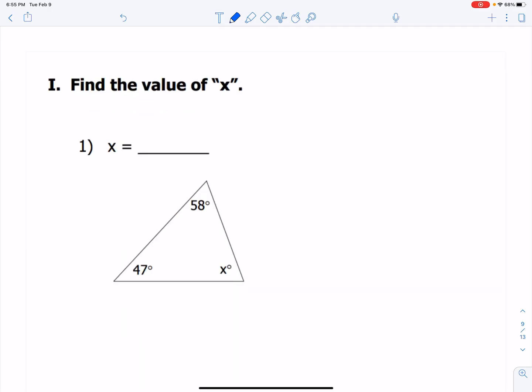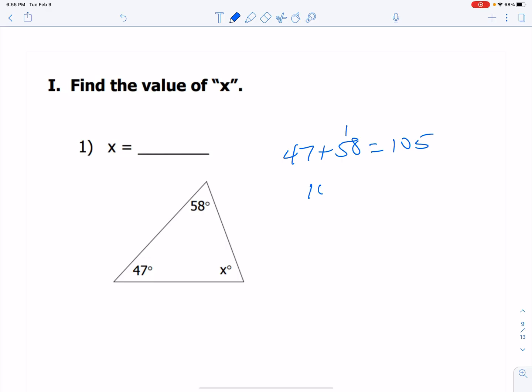So if we were to look at a question like this, with our calculator we would type in 47 plus 58 and get an answer to that. 8 and 7 gives me 15. Carry the 1, 105. Okay, and then we subtract that from 180, and you end up with 75. So this one is 75 degrees. And yes, you do need that degree symbol, so do not forget it.